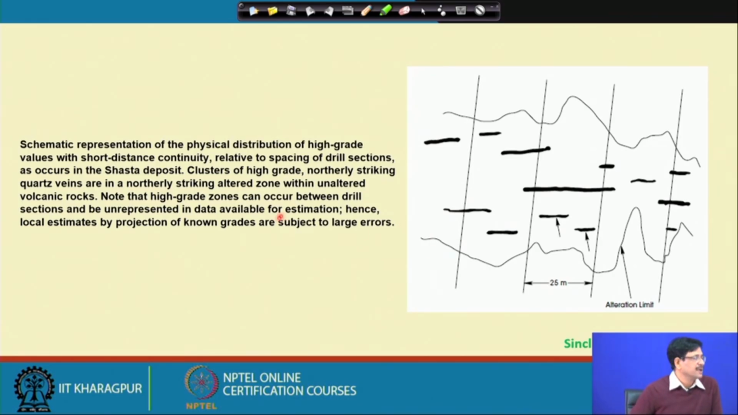This diagram is again from the same book. This is a representation of the physical distribution of high grade values with short distance continuity relative to spacing of drill sections, as occurs in the Shasta deposit clusters. So, the clusters of these high grade northerly striking quartz veins. This is the situation where we could see that the black parts are the mineralized veins, and the drill holes are represented by these lines here. This is the boundary between the alteration rock unit and the ore body.